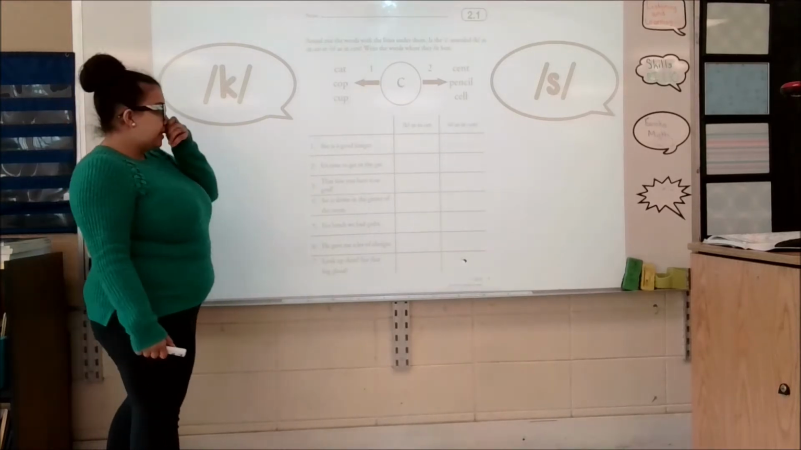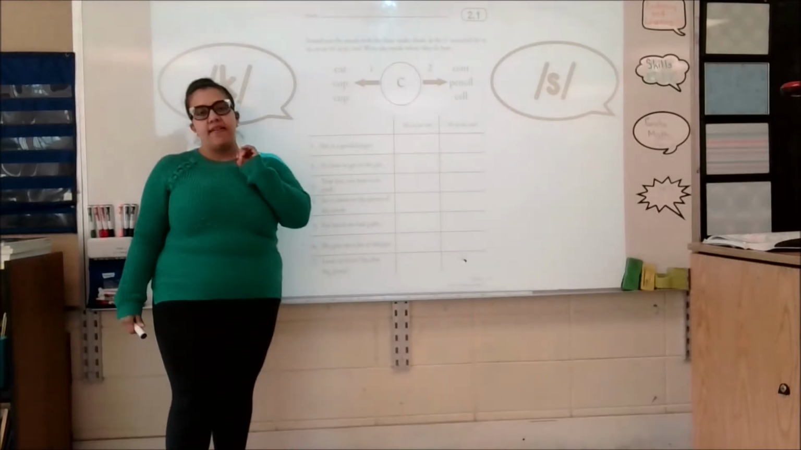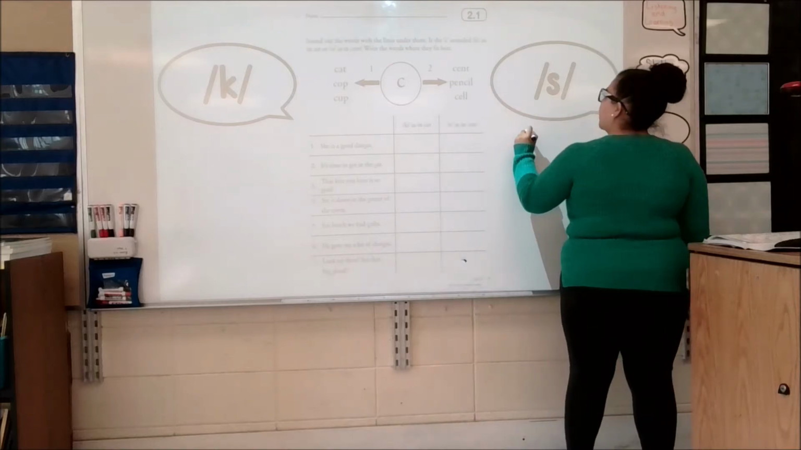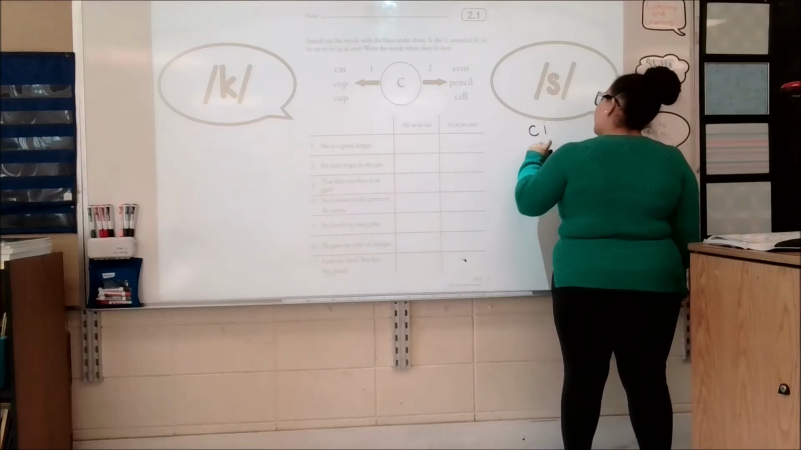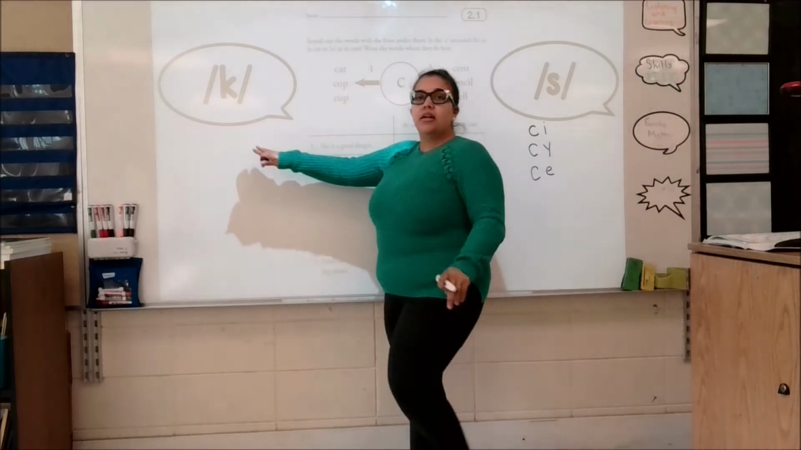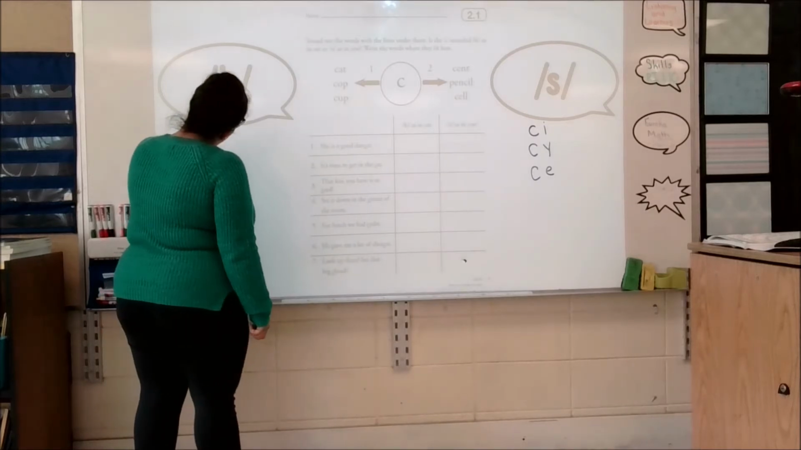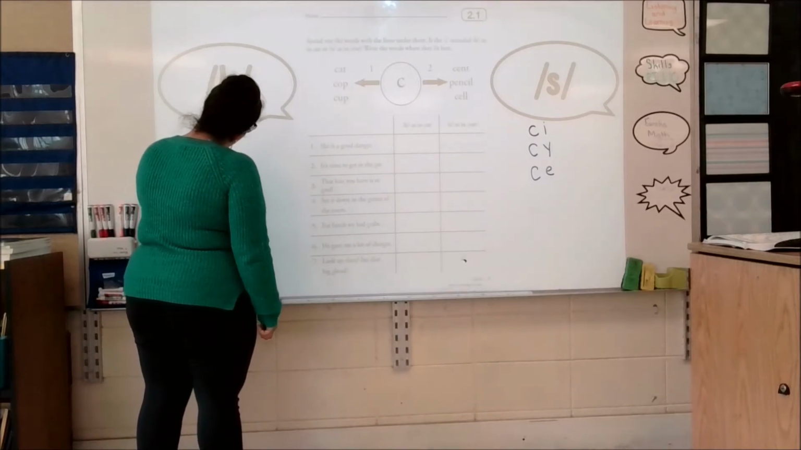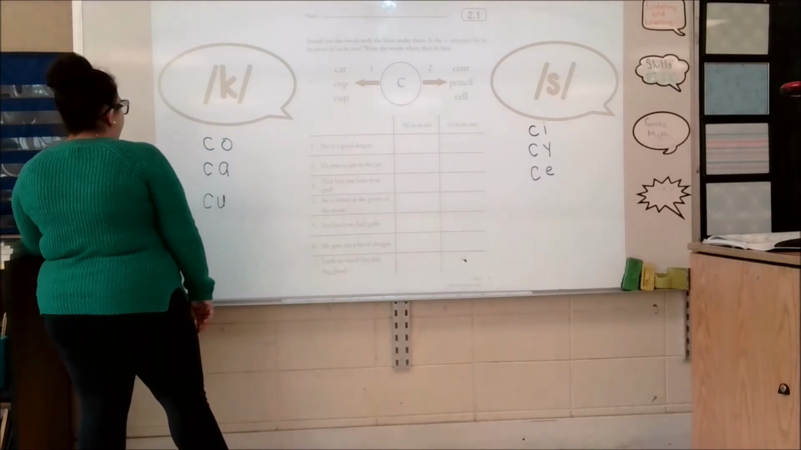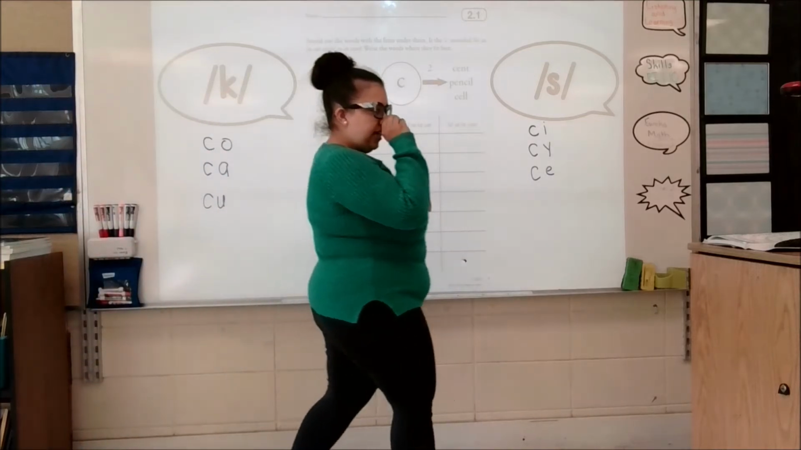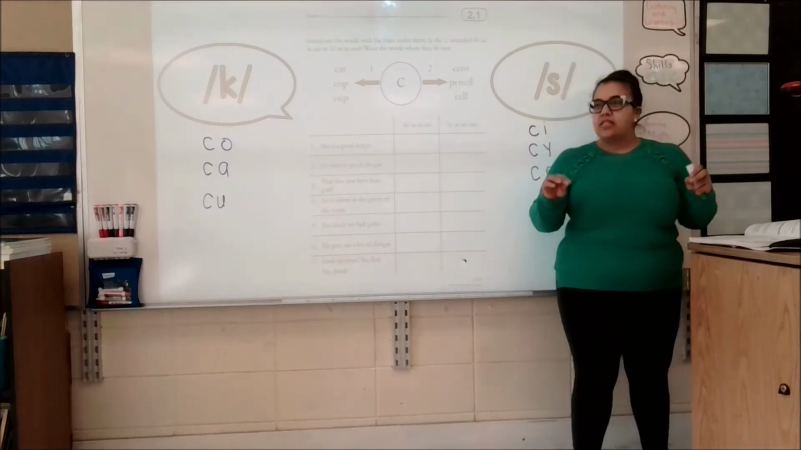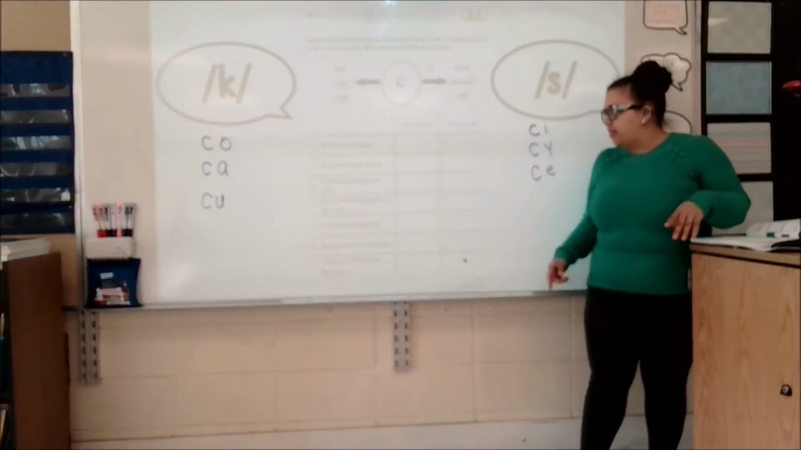Because the k sound is the most common, we're going to try it first. We're also going to listen to and apply the rules. So the s sound is usually C-I, C-Y, C-E, and the k sound is usually C-O, C-A, C-U. But also, we just know that we use the k sound. What is the percentage on that? About 80% of the time it's k, and about 20% of the time it's s.